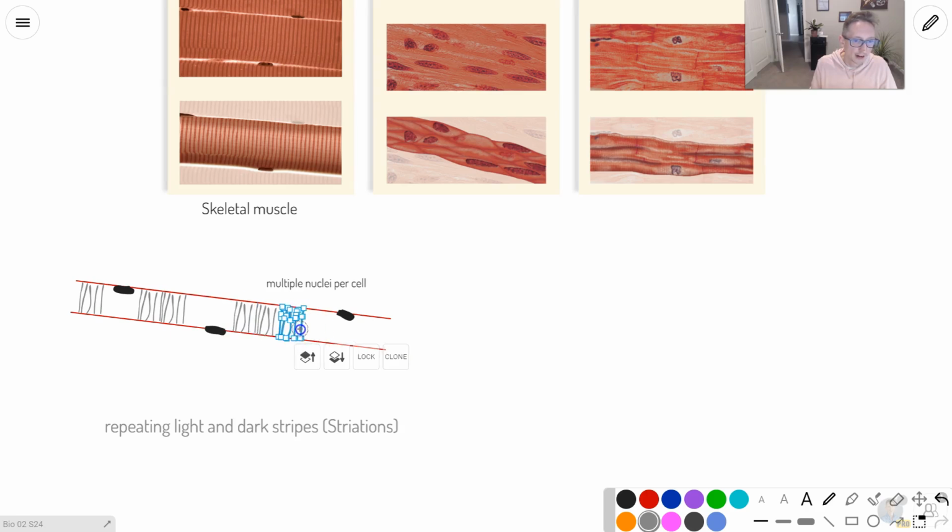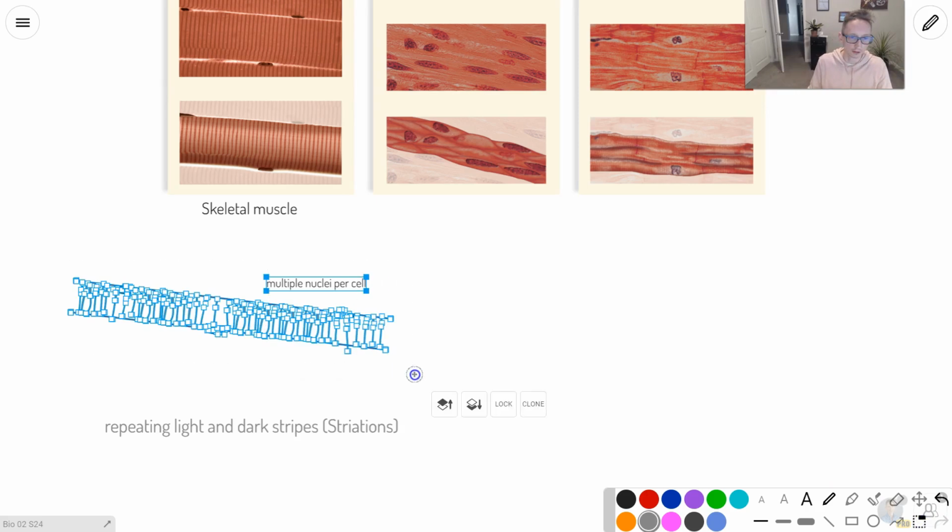Okay. That is a skeletal muscle fiber. It's beautiful. Multiple nuclei, striations, big, long, single cell. This is one cell, this tiny little muscle fiber. And not next week, but the week after, we'll go in depth on muscles. So that's all we really need for skeletal muscles.